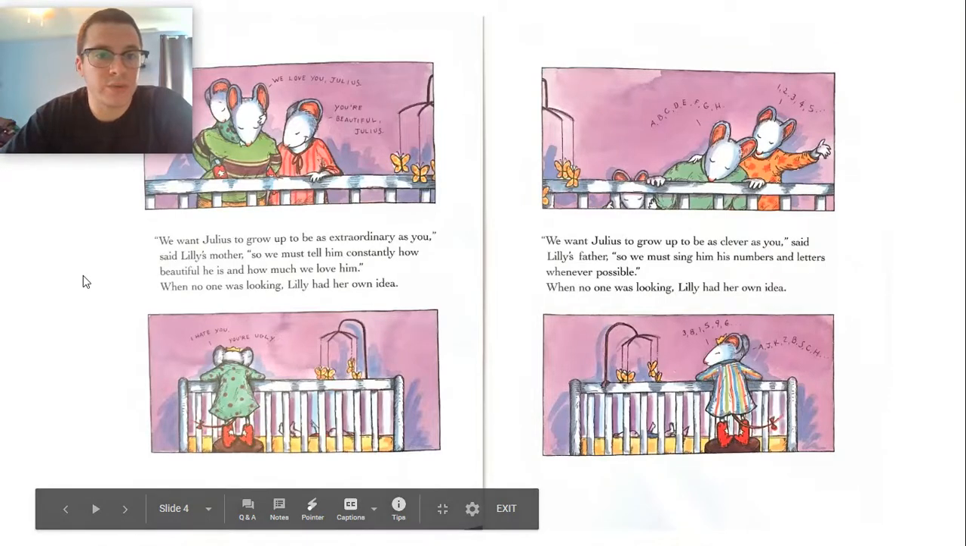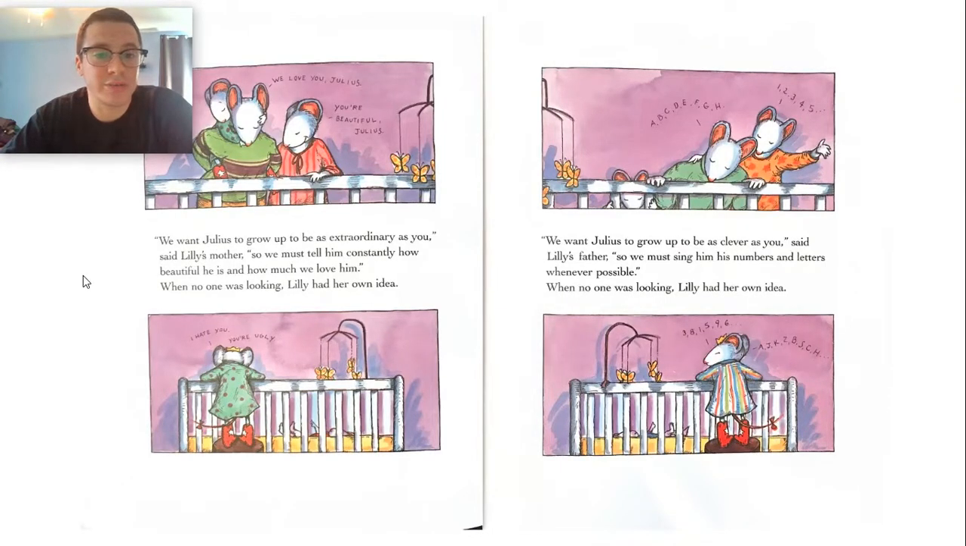We want Julius to grow up to be as extraordinary as you, said Lily's mother. So we must tell him constantly how beautiful he is and how much we love him. When no one was looking, Lily had her own idea.